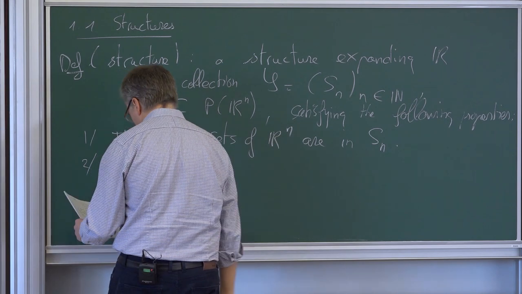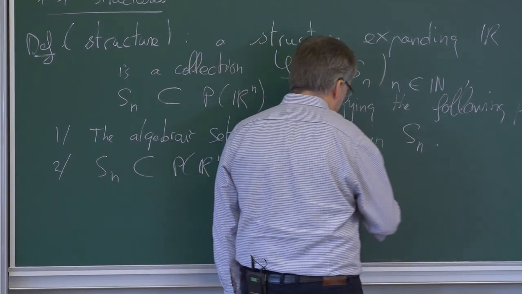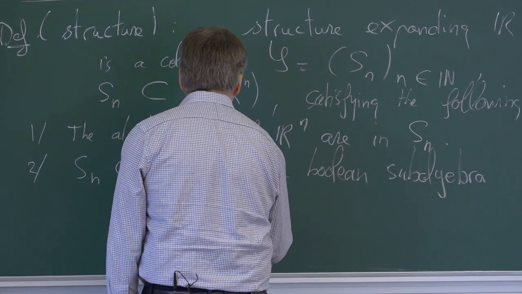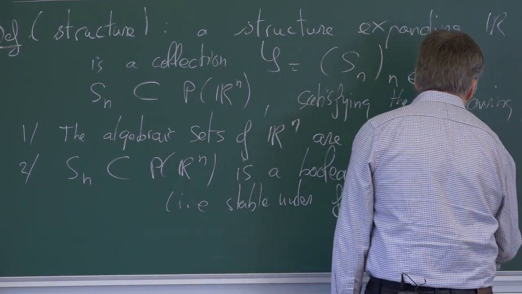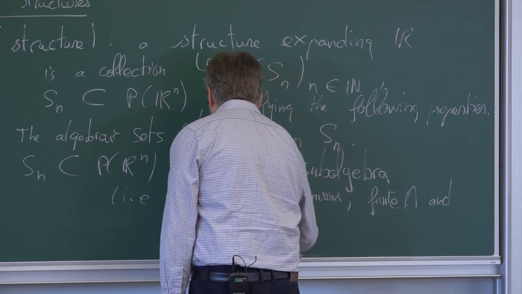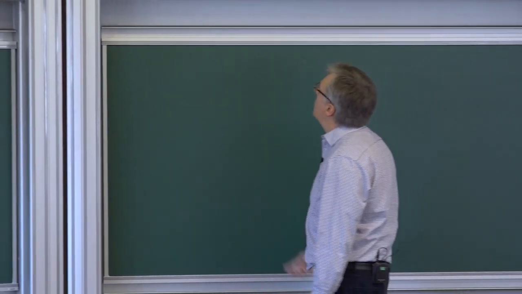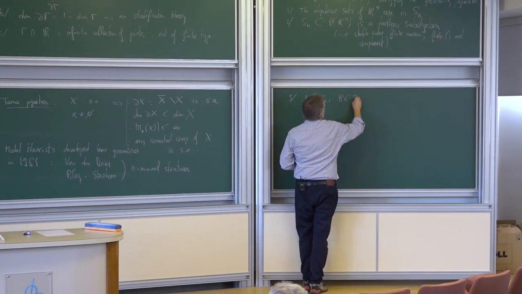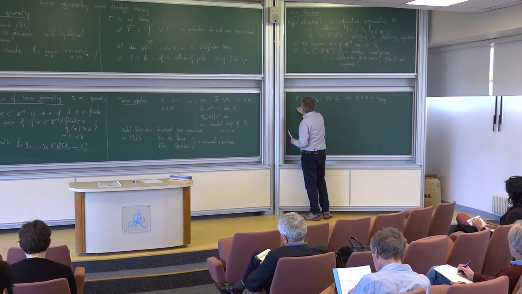Second is that you want that S_n in P of R^n is a Boolean subalgebra. That means that you are stable, i.e. stable, under finite unions, finite intersections, and complement. Okay. So you see that up to now this axiom 2 is pure set theory. The third one, you want stability on the product. So if A is in S_p and B in S_q, then you want A times B to be in S_{p+q}. Okay. And then the fourth axiom is the geometric one.